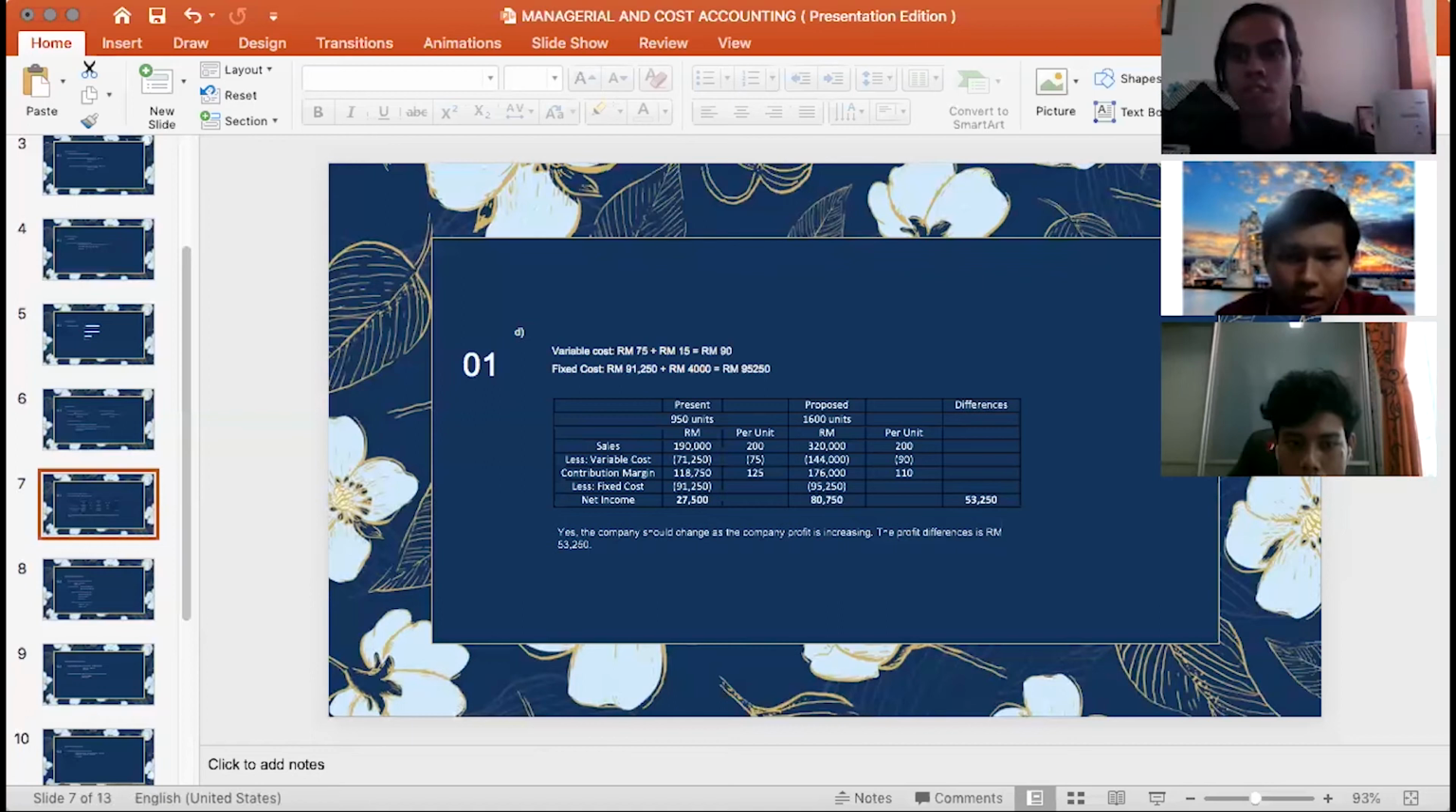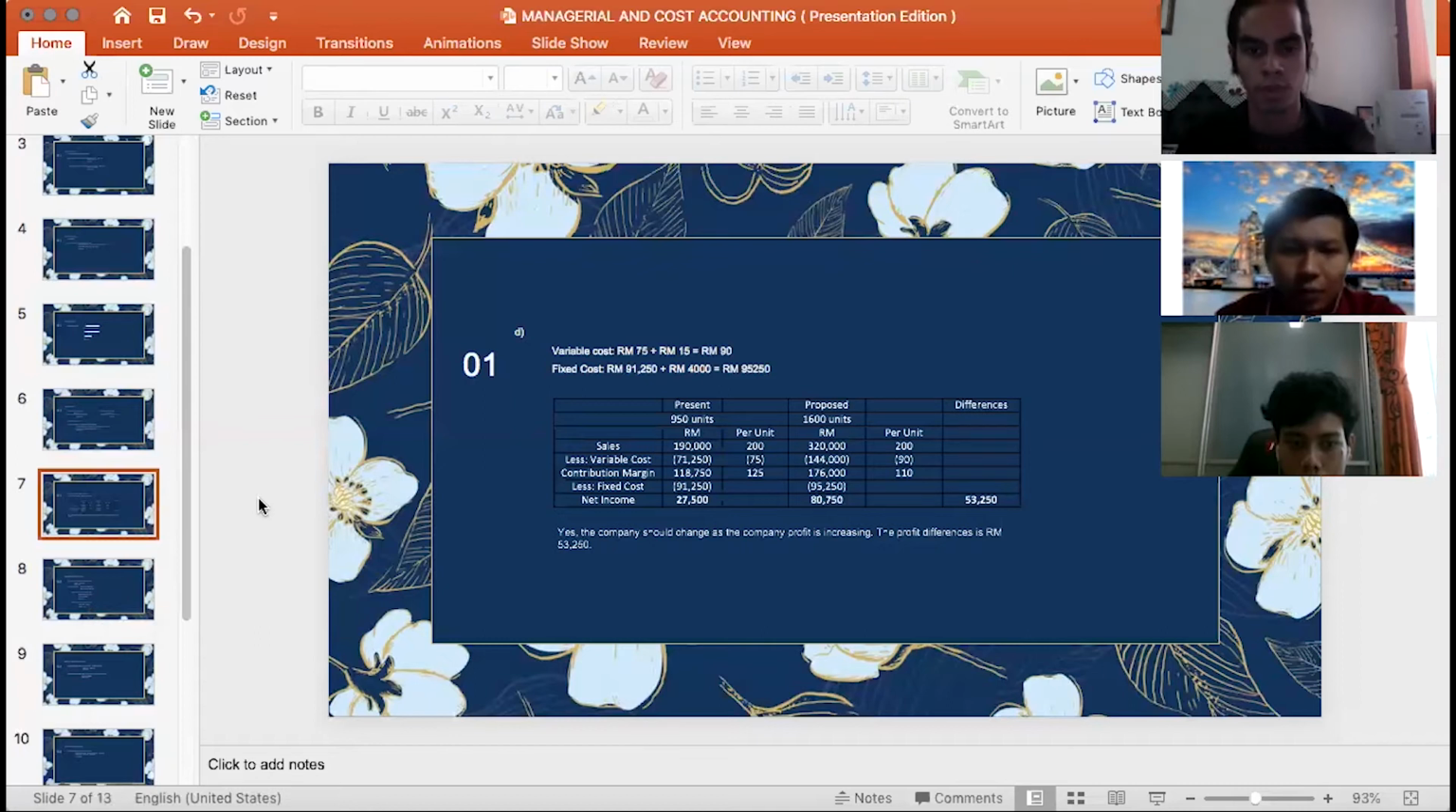And then for the contribution margin is 200 minus by 90, we will get 110. So 110 times by 1,600 units, we will get 176,000 for the contribution margins. So for the proposed sales, 320,000 minus by 144,000 minus by 95,250, which is the new fixed cost, we will get the net income is 80,000 ringgit and 750.